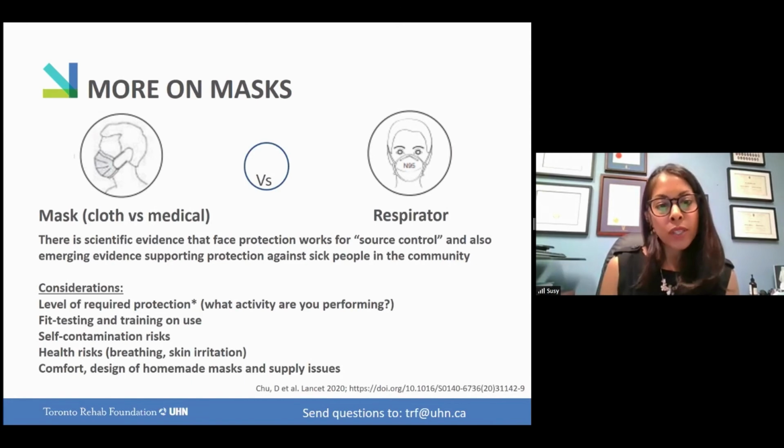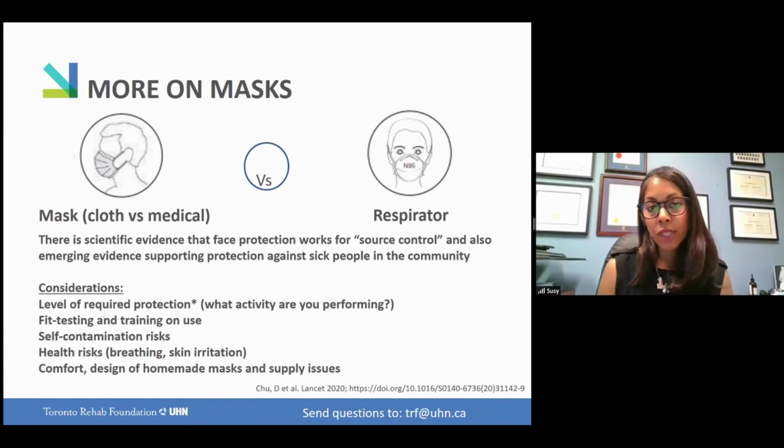But with masks, there is growing evidence out there to support the use of masks in general public settings, not just for source control, so to prevent those who are infected from releasing the infectious virus particles and exposing others, but also for those who are around individuals where they don't know if they may be infectious or not, to prevent them from acquiring the infection. But there are a number of things that you need to consider in terms of mask use, like there are risks of self-contamination if you're not putting it on or taking it off properly. So you need to be comfortable with how to actually use your mask well. And some people do develop some problems with skin irritation or breathing problems as well. Next slide, please.